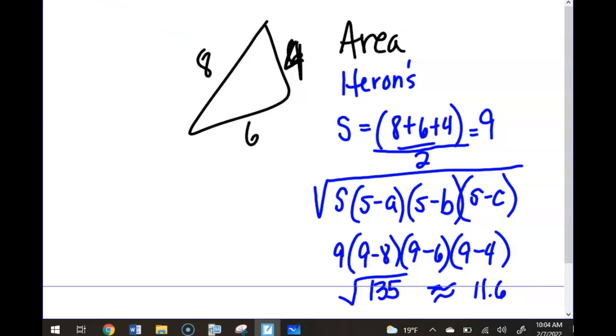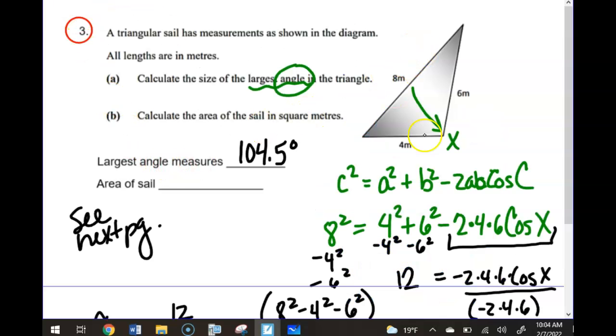And if I go back to the question, these were meters. So what would the label be? Square meters. Yep.